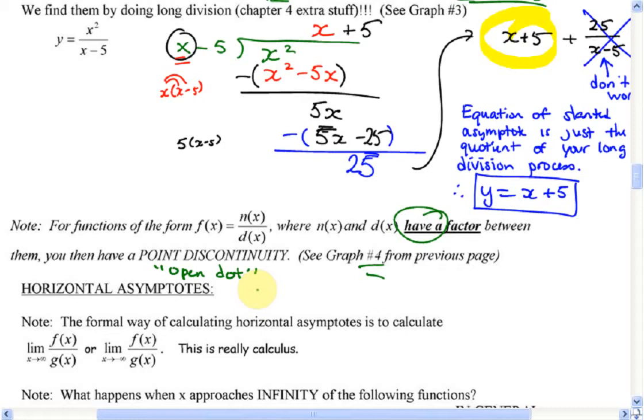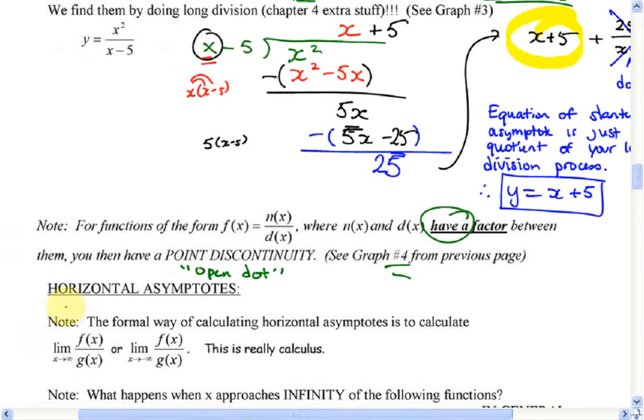Okay? All right, and the last one I want to show you is the horizontal asymptote. This one's the trickiest of them all. This is the one where we actually have to use some ideas of calculus.